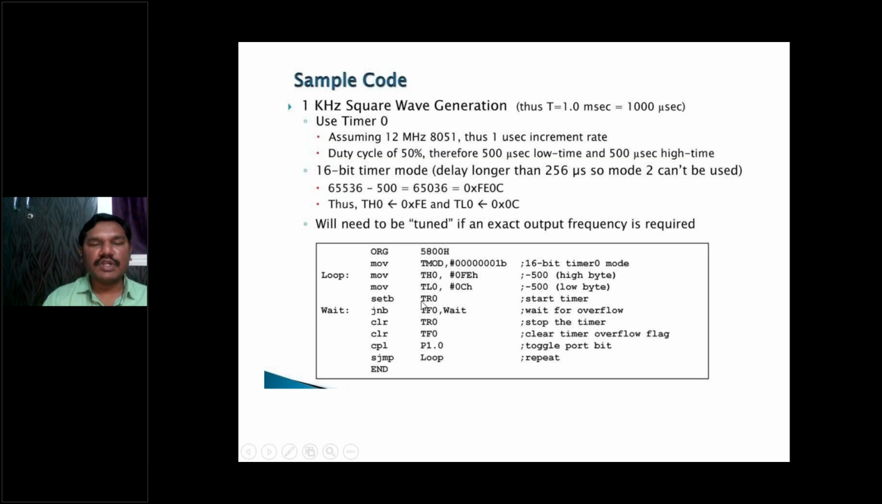In our operation we are all taking 0 only. TR0 means timer 0 run bit. TF0 means timer 0 overflow. That's why I'm taking here the 16-bit timer 0 mode. Right now I am taking a 1 kilohertz square wave. 1 kilohertz means 1 millisecond.